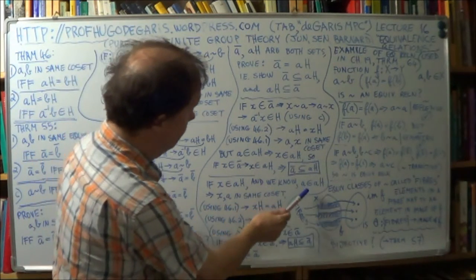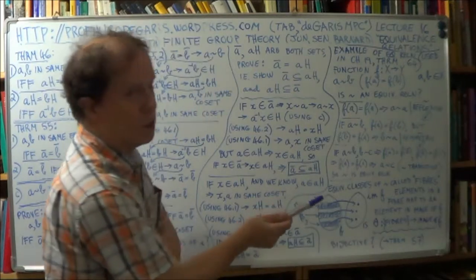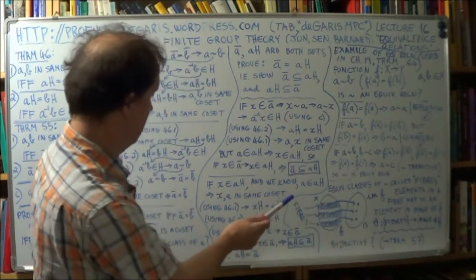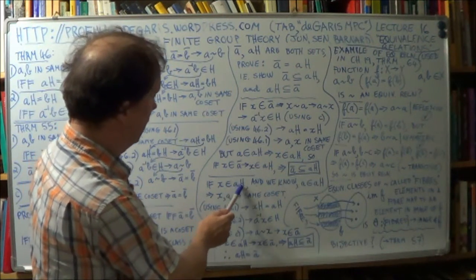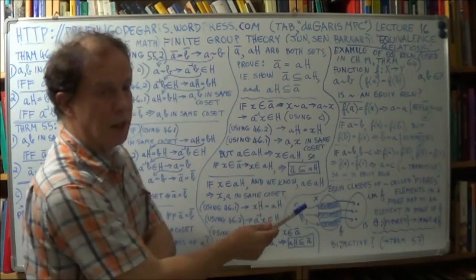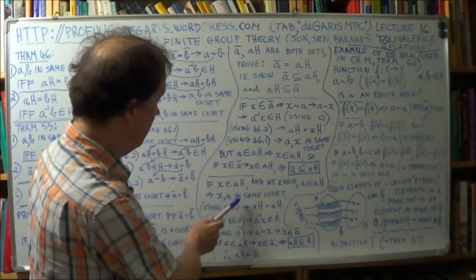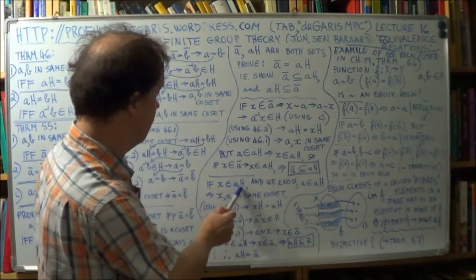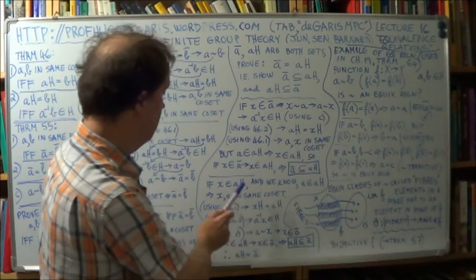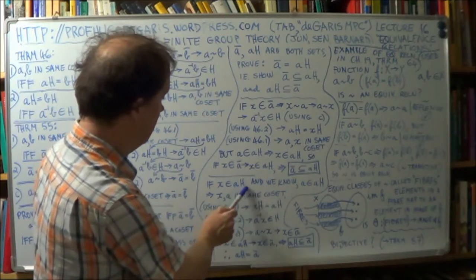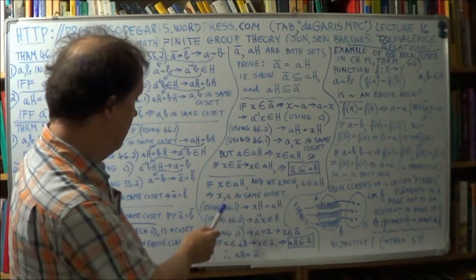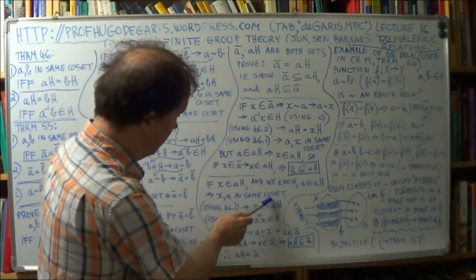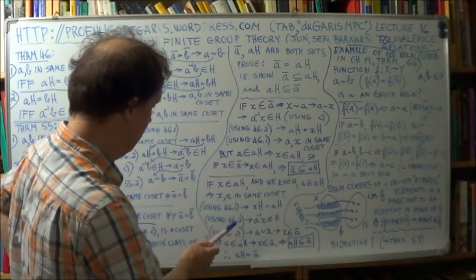Now we know that A belongs to AH. Right? We did it here. Now if x belongs to AH and A belongs to AH, that means x and A are in the same coset. AH is a coset. So x and A both belong to that same coset, AH. So we've deduced that x and A are in the same coset.